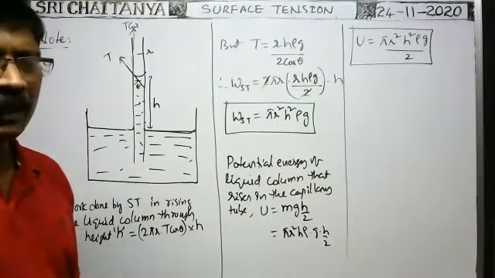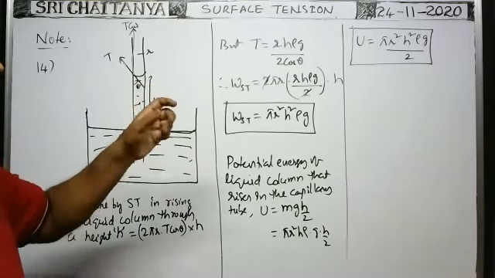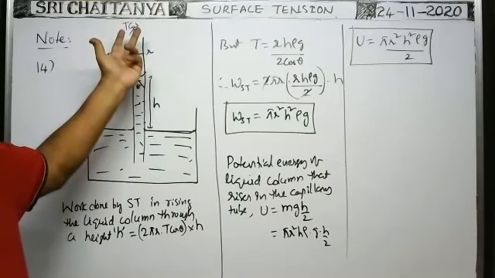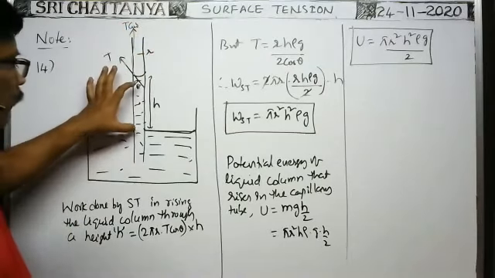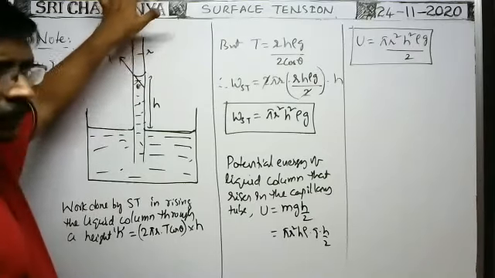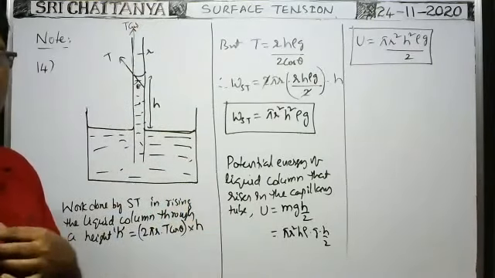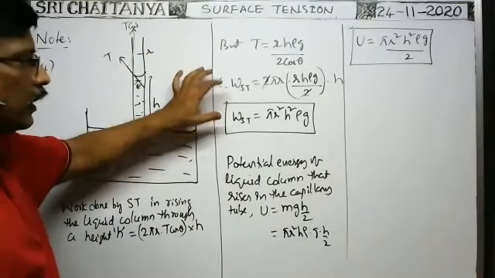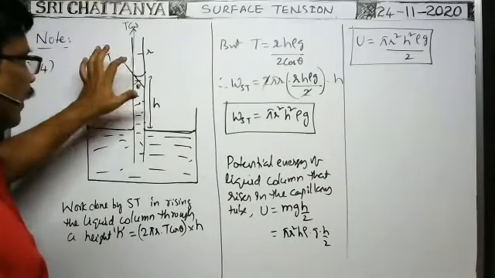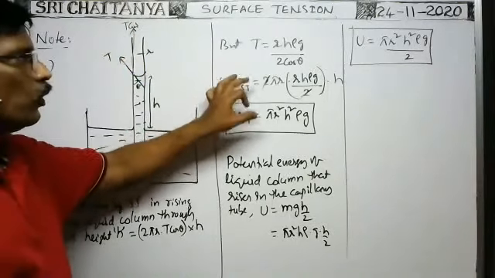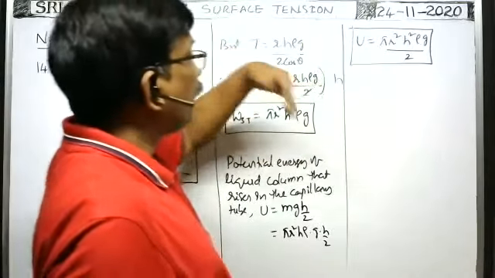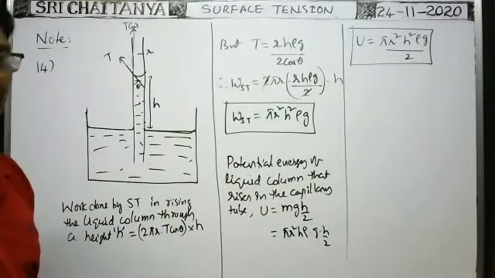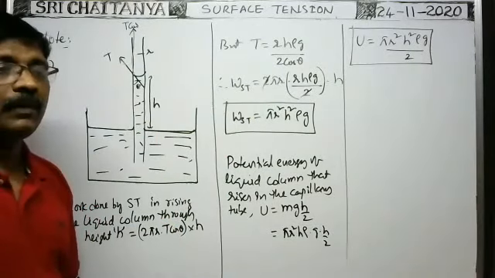But what about the remaining work done? Not kinetic energy. Is the liquid column, when it rises in the capillary tube, moving with a certain velocity in the capillary tube? No, that is under equilibrium only. That's why a part of the work done by the surface tension in raising the liquid column is stored in the form of potential energy, and the remaining energy is evolved in the form of heat energy.